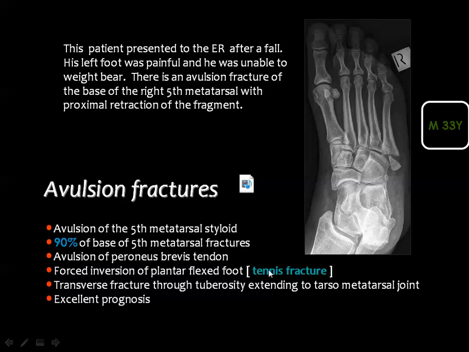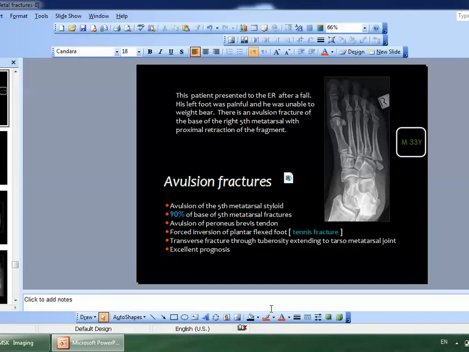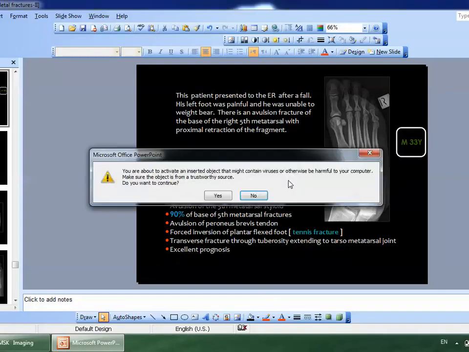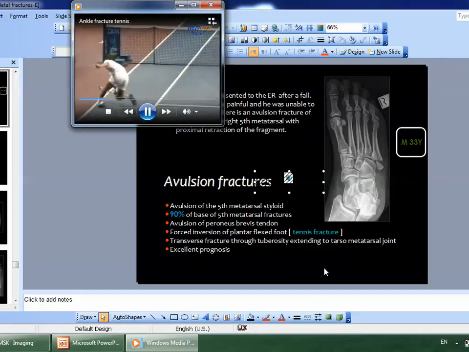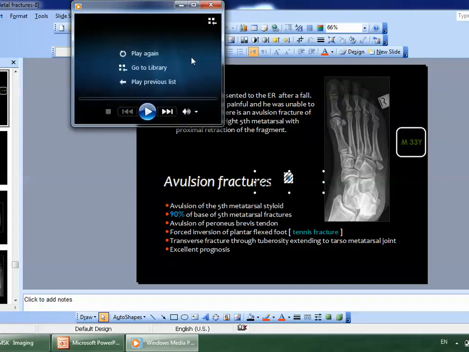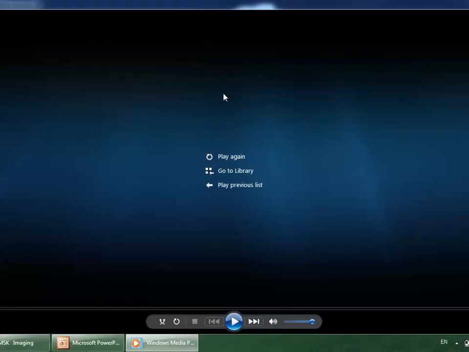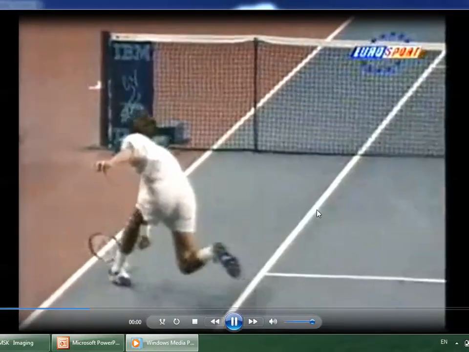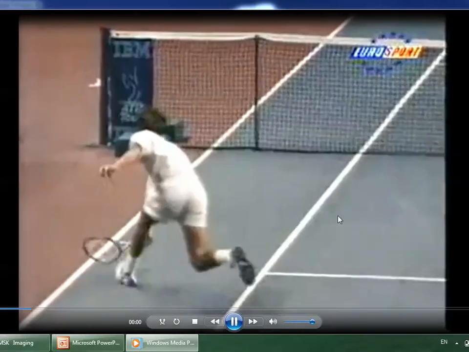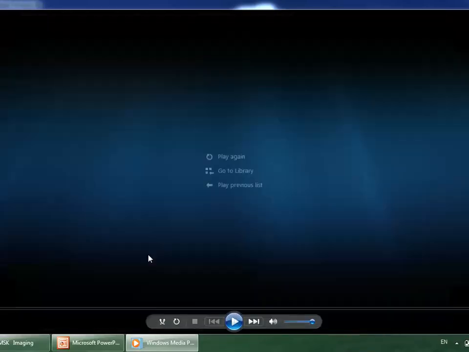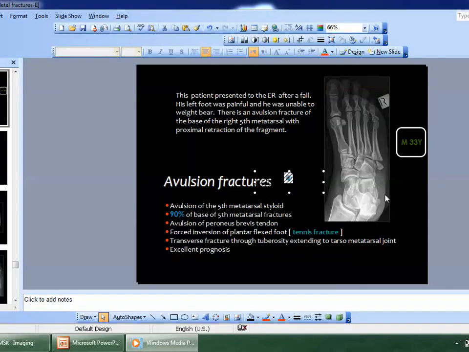I think this very short video can let you know why this type of fracture is known as the tennis fracture. Once more, you can see how this injury occurred. Look at this foot, how it is injured during this motion, and this is the reason they usually say that this is a tennis fracture.